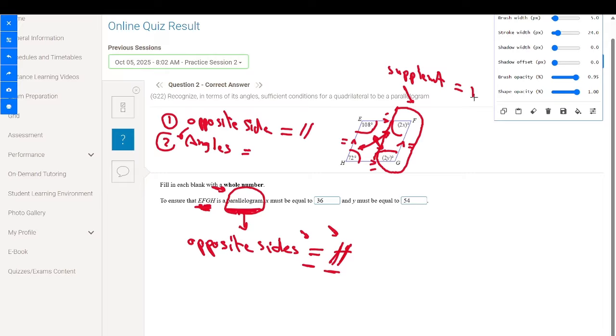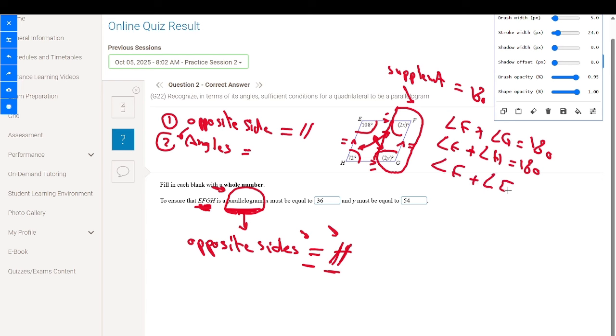That means they will be equal to 180. So angle F plus angle G will be equal to 180. Also, angle E plus angle H equal to 180. Angle F plus angle E will be equal to 180. Angle G plus angle H will be equal also to 180. Supplementary.